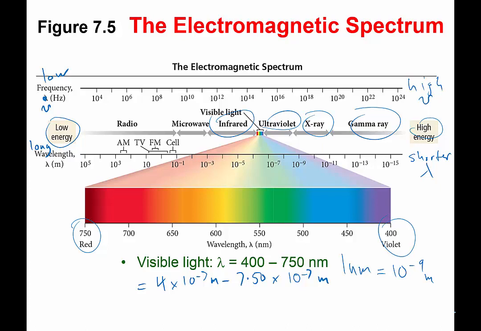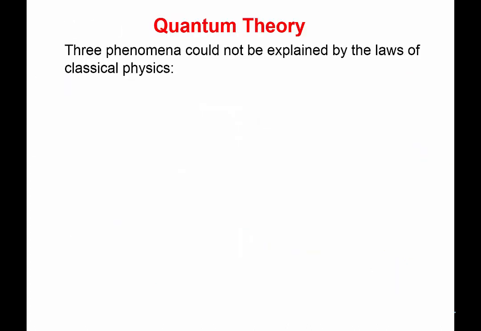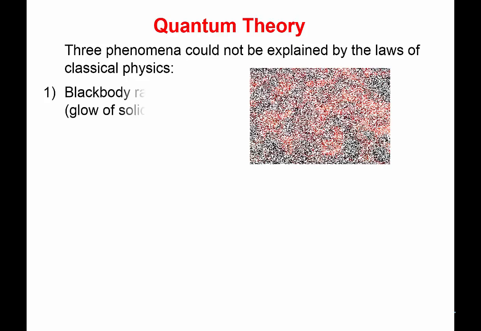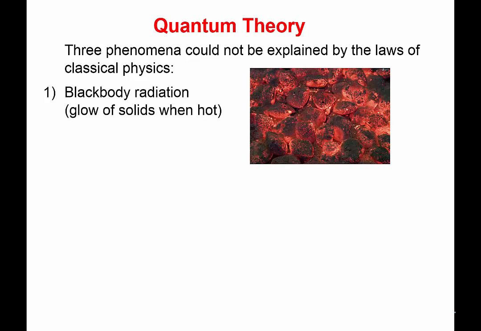So quantum theory was developed around the beginning of the 20th century, and it came about because there were some phenomena that scientists had observed, but they could not explain by what was known at the time. Now we refer to that as the laws of classical physics. So classical physics could not explain certain things. One is called black body radiation, and you may not know that term, but you certainly experience it. It's the idea that when objects get really hot, they emit light.